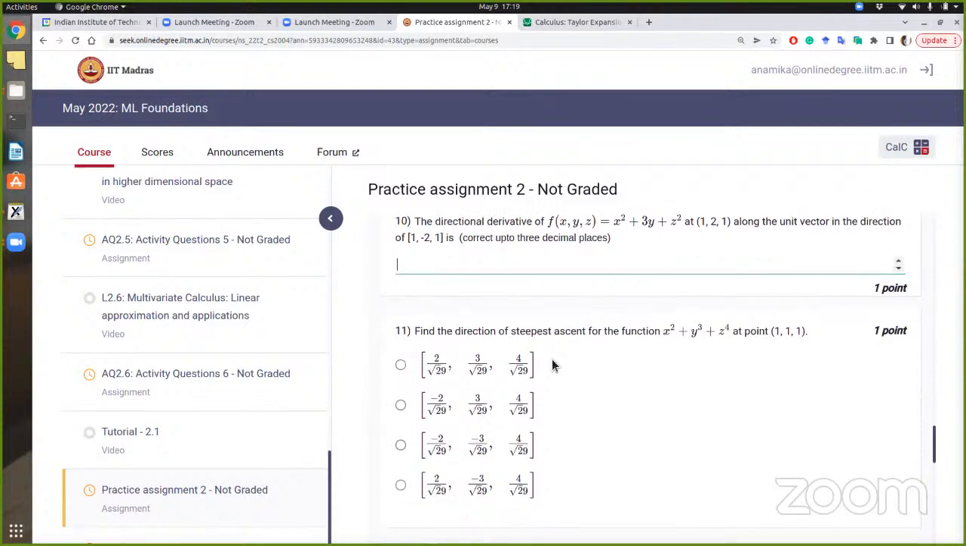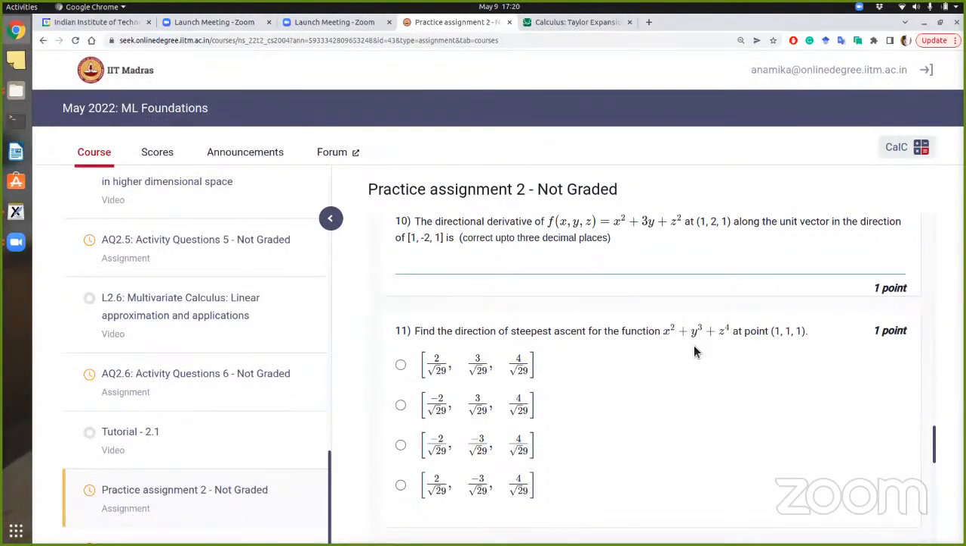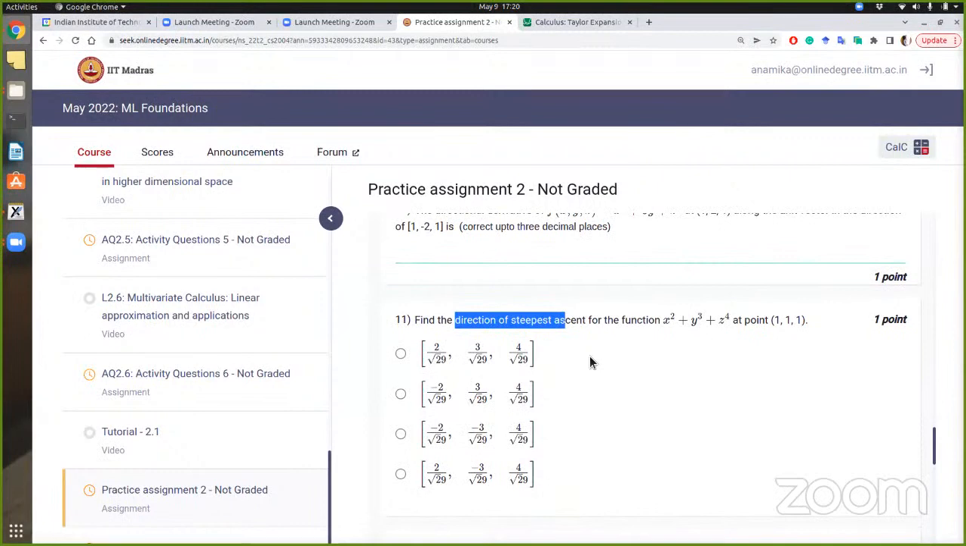Next, find the direction of steepest ascent. So you see here, they're not directly telling what is to be done. We need to find the direction of steepest ascent. The direction is not given. The function is this, the point is this. So I told you which is the direction of steepest ascent: the gradient. Can you do it at your end right now, just the way I did it? Let's see what you get. You can ask me if there is any doubt. (1, 3, 4).